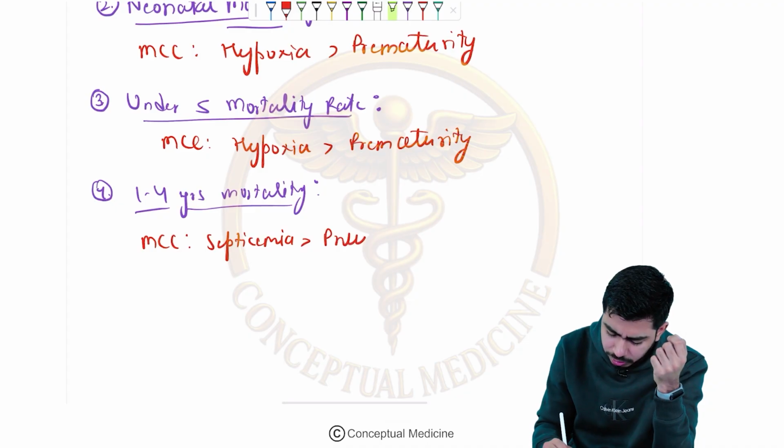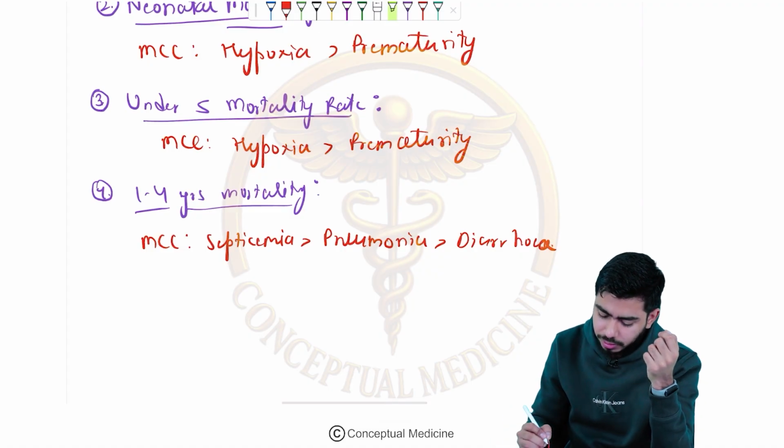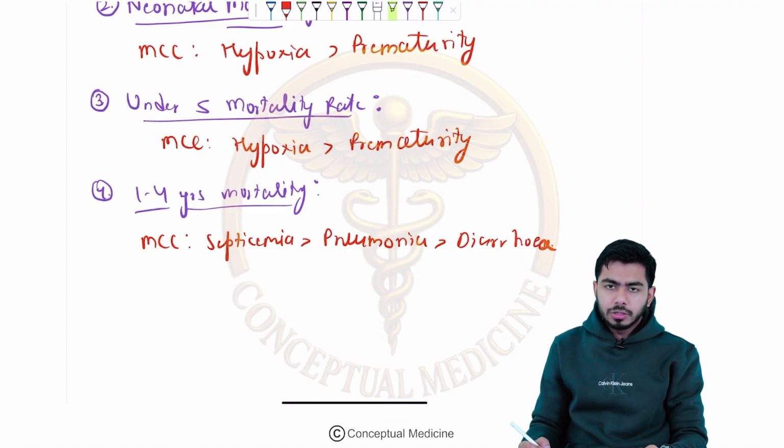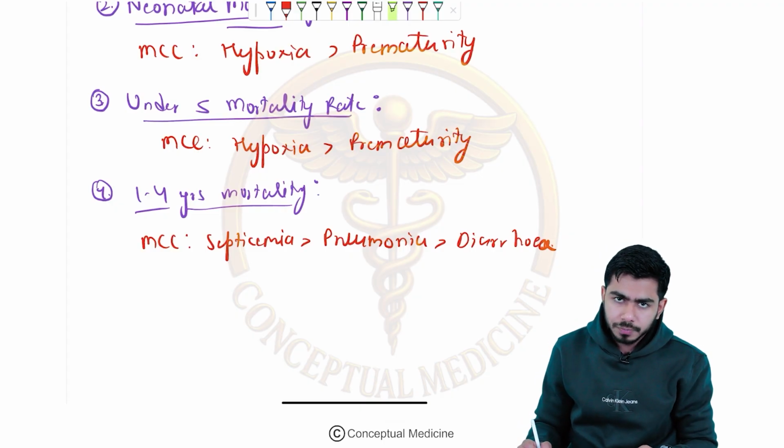Then the respiratory pneumonia and then the diarrhea, right? So septicemia, infections, parasitic infections and all, right? They are responsible for causing the mortality in the 1 to 4 years of age group, right?